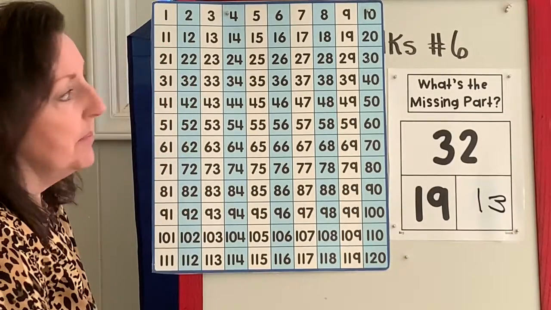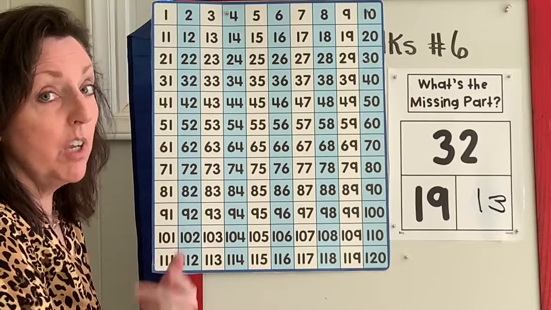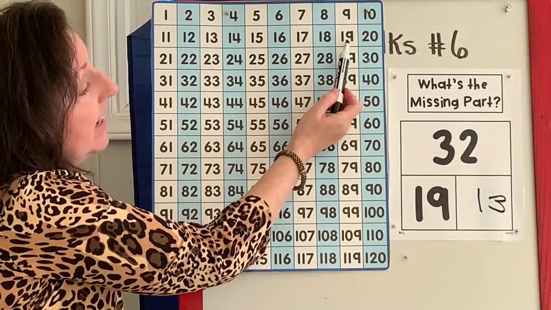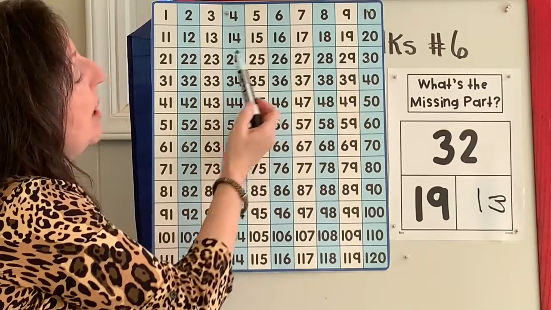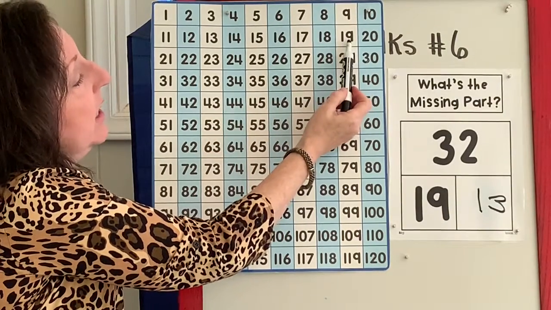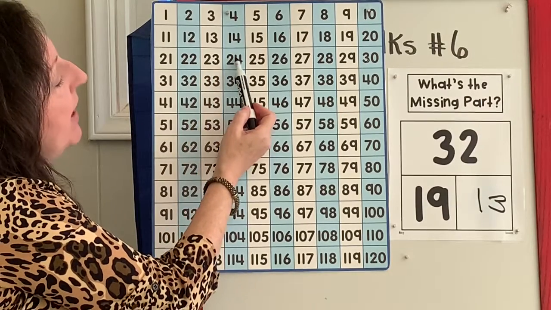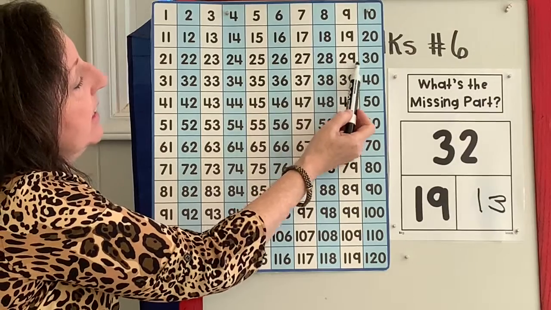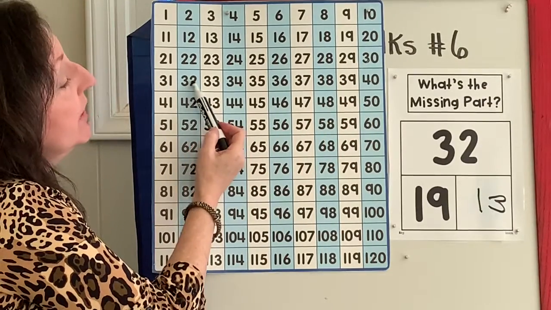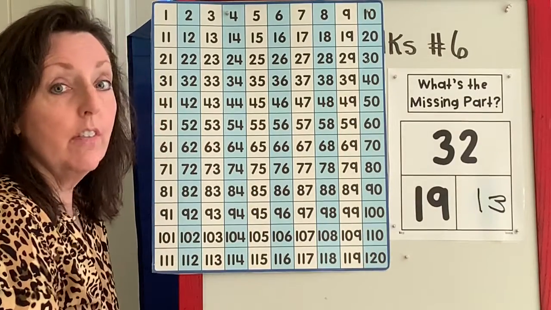Not very neat, is it? But let's double check, because I can mess up. You could mess up. We all make mistakes. Let's touch 19, and we're going to count each time we move, and we'll stop at 32. Ready? 1, 2, 3, 4, 5, 6, 7, 8, 9, 10, 11, 12, 13. So 19 plus 13 equals 32.